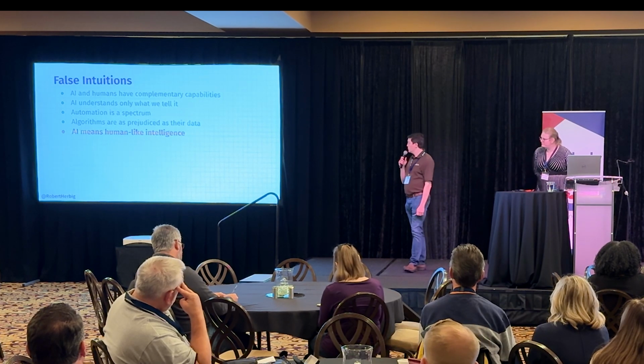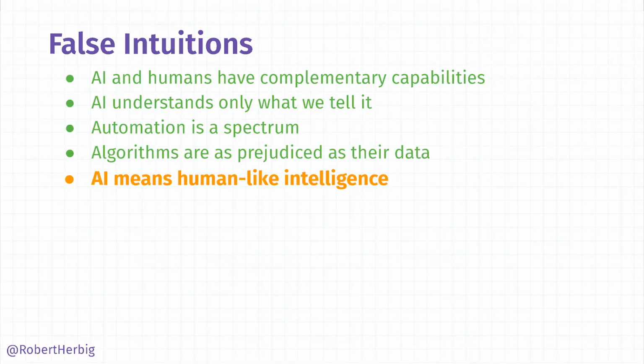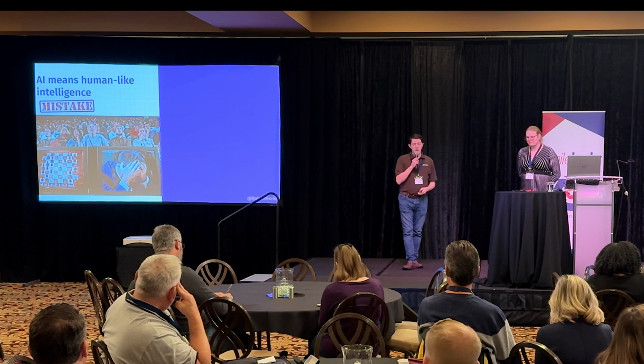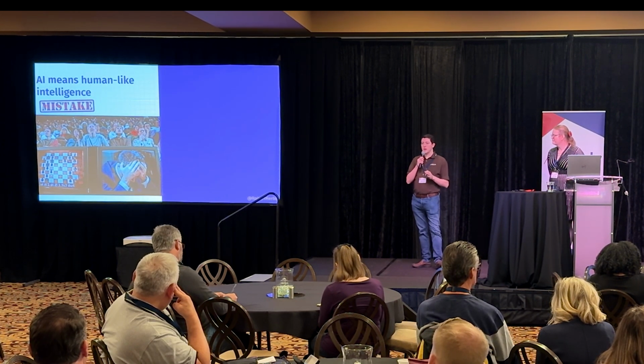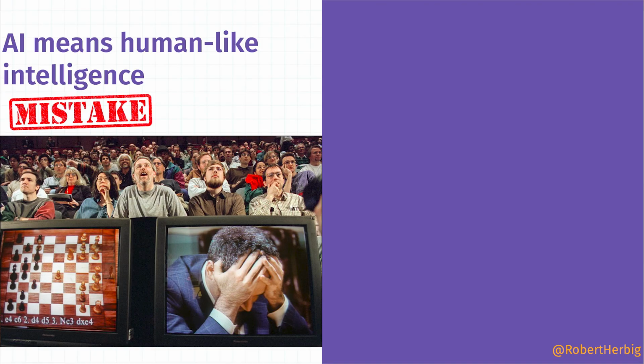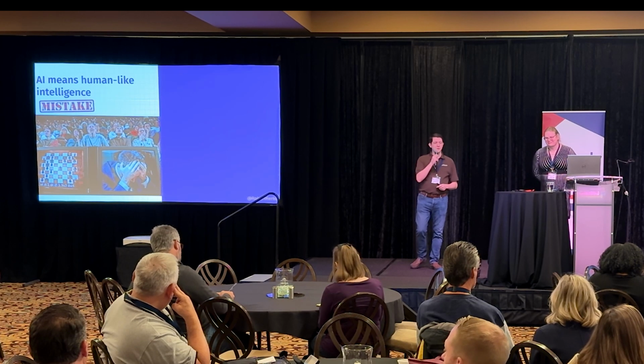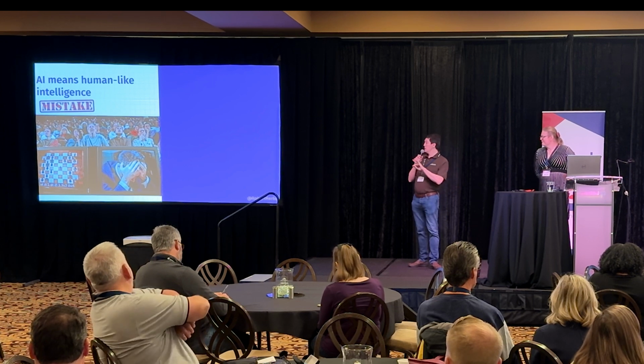And our final false intuition is that AI means human-like intelligence. We've sort of built up to this as we've gone, and we've seen a few examples of this. But I want to draw upon a very specific one. So late 90s, Garry Kasparov. Anyone remember the world champion of chess at the time? Yeah, okay, Garry Kasparov, right? There we go. And this was a televised match.